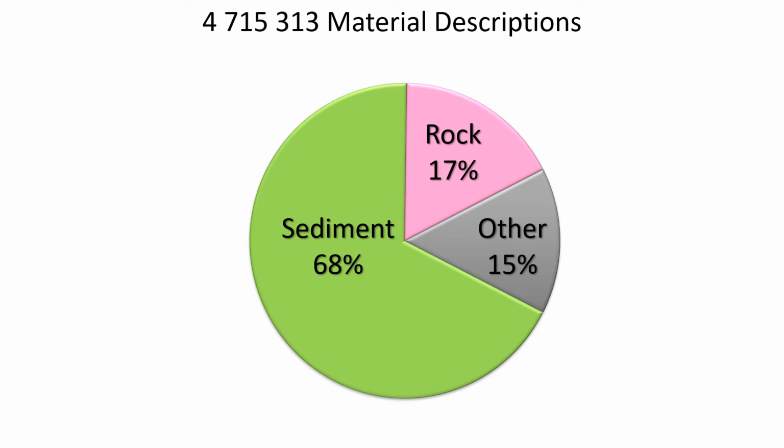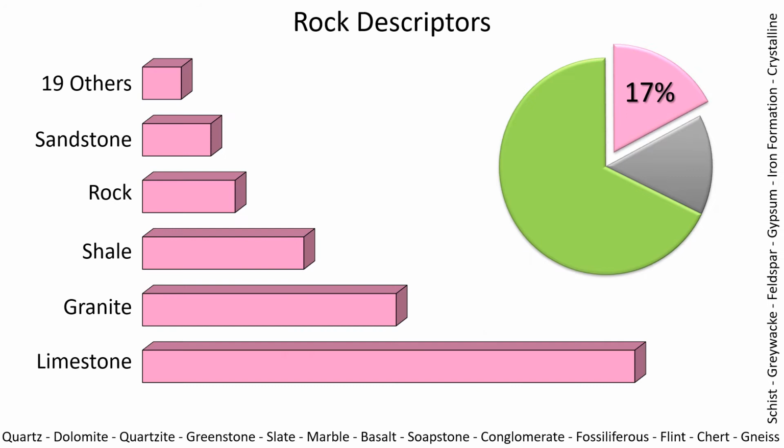Sediment words represent 68% of the over 4.7 million terms used, compared to only 17% for rock. Looking at the rock terms first, limestone is the clear winner, coming in at a whopping 45%. Granite is next at 23%. The remaining terms, which are listed around the bottom and right edge of the slide, are only used 3.5% of the time. Is this reasonable?